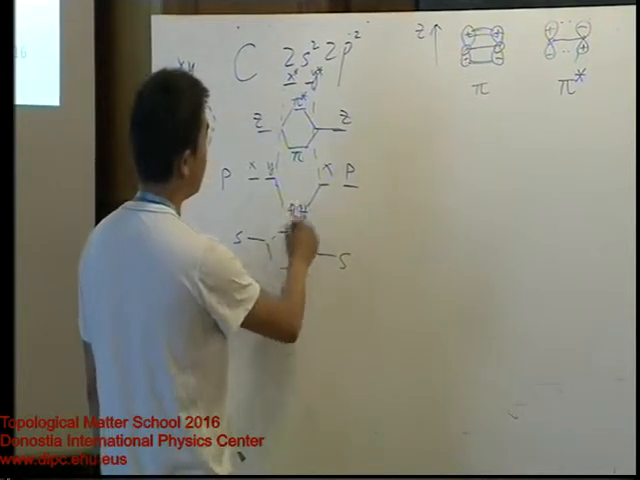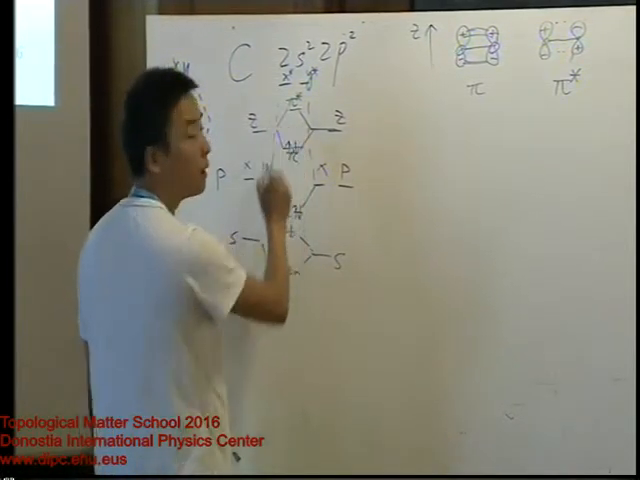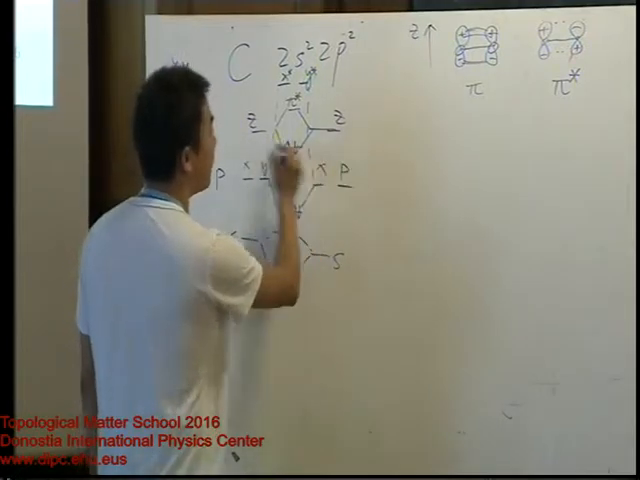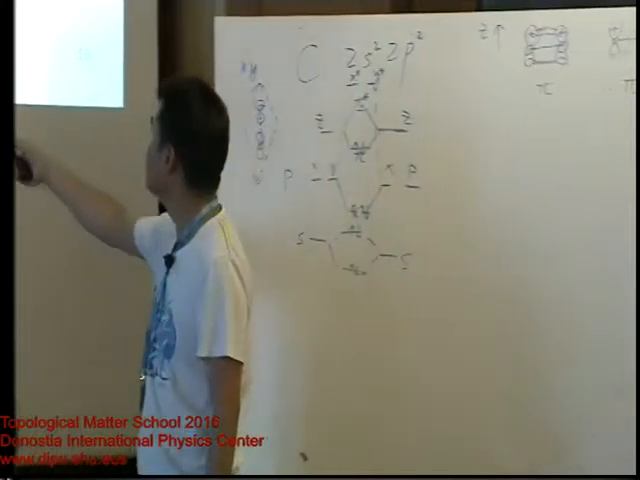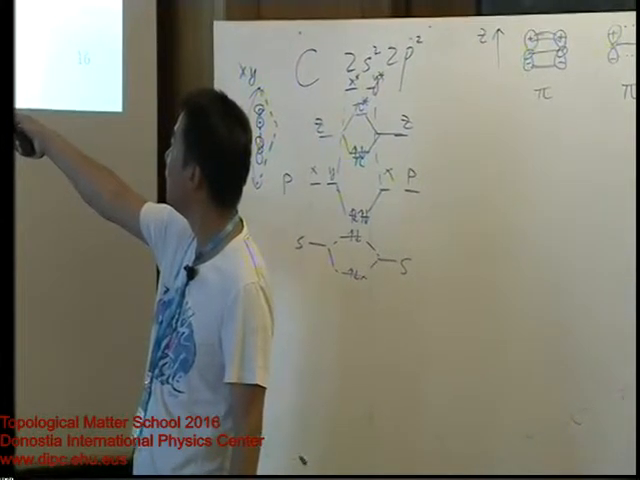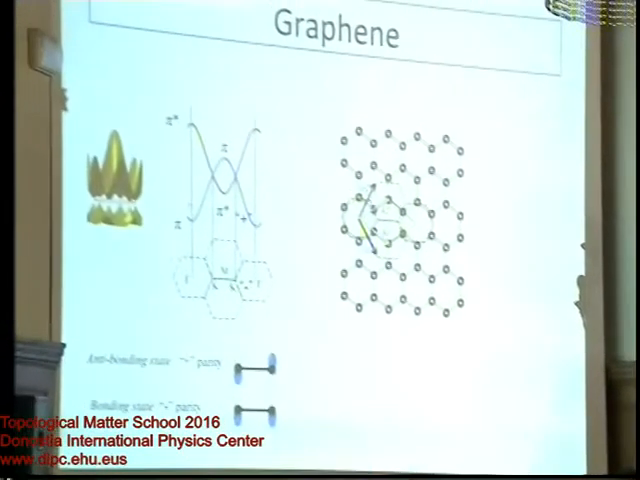Then now you have 6. Then you need to put 2 here, right? Then you generate a gap here, a band gap. This is exactly here at the gamma point. Oh no, here is the gamma point.